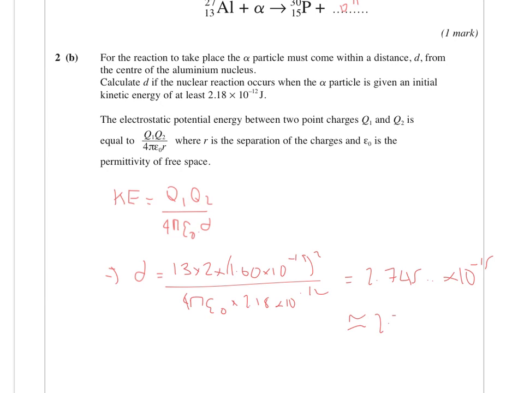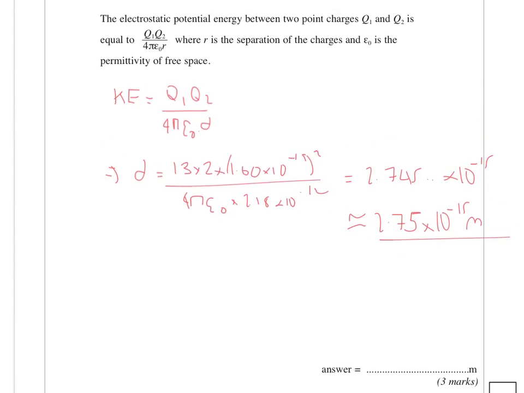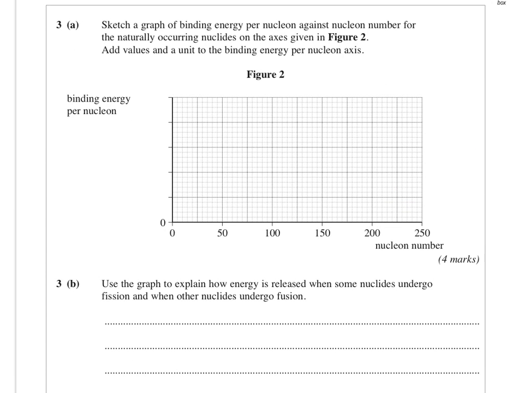What have we got? It's going to be 3 significant figures because that's the information we've been given in the question: 10 to the minus 15 meters, or 2.75 femtometers if you like. Alright, so then it wants us to sketch a binding energy per nucleon against nucleon number for naturally occurring nuclides, giving values and a unit to the binding energy per nucleon.